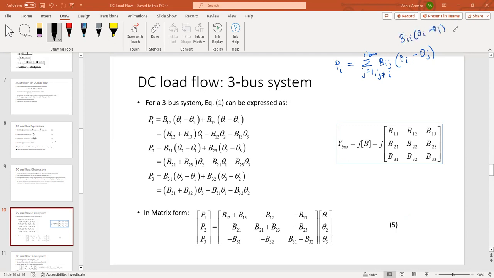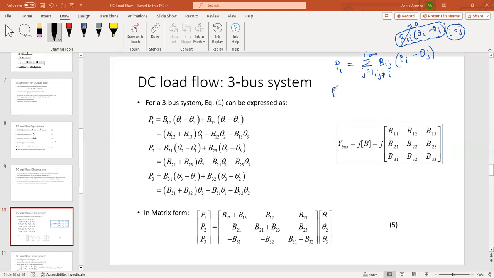So when theta I is equal to J, your entry here in the summation, in this series of summation, will be like this: Bii theta I minus theta I. So ultimately it will be 0. So you can write it like this.